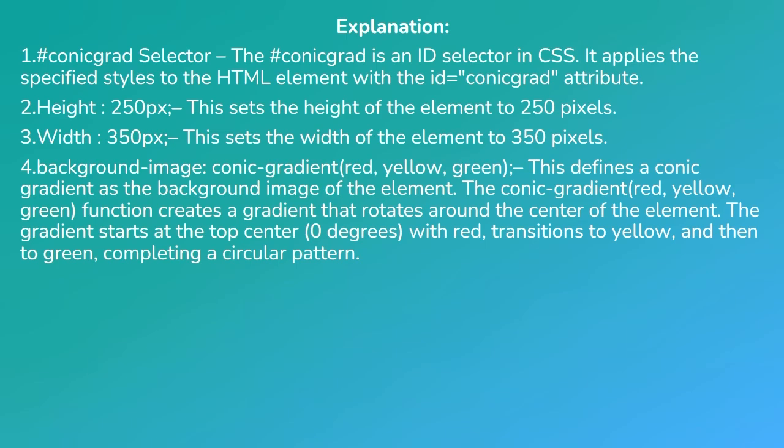This defines a conic gradient as the background image of the element. The conic-gradient(red, yellow, green) function creates a gradient that rotates around the center of the element. The gradient starts at the top center, 0 degrees, with red, transitions to yellow, and then to green, completing a circular pattern.